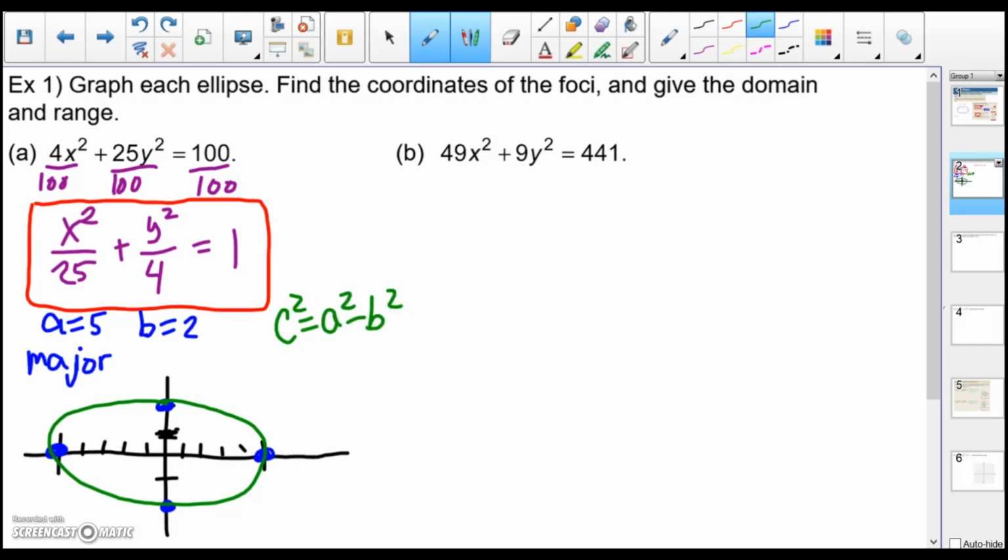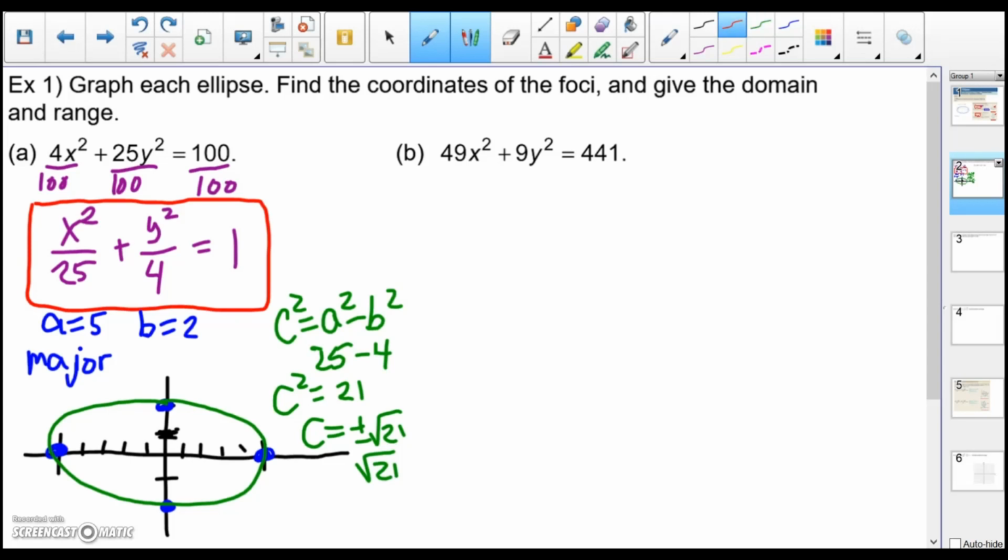Well, a was 5, so a squared was 25. And b was 2, so b squared was 4. We've got 25 minus 4 is 21, so c squared equals 21. You solve that equation, you're going to get plus or minus square root of 21. Really, we can just be concerned with the distance, so the positive value is just square root of 21.